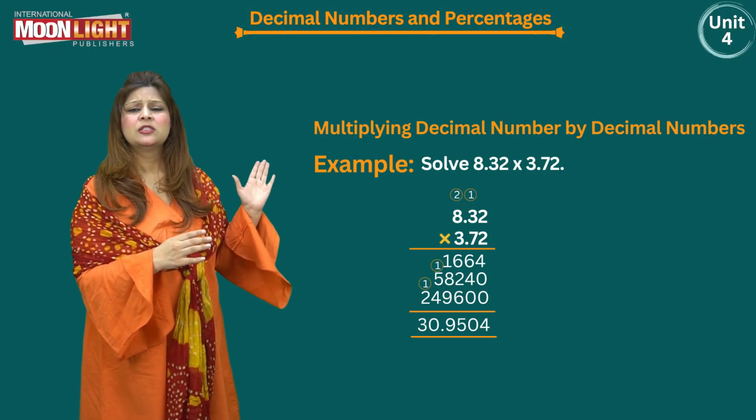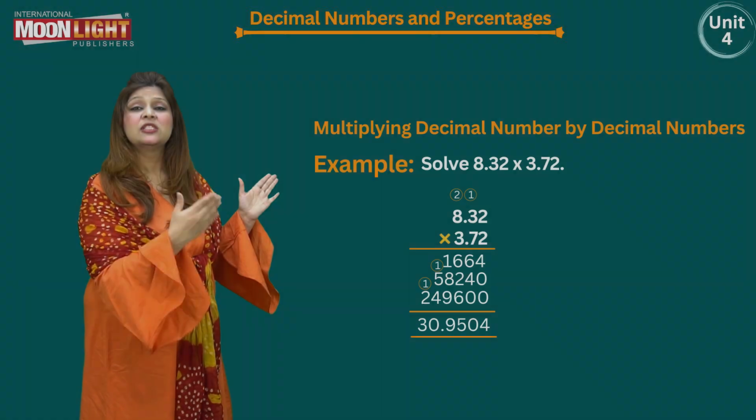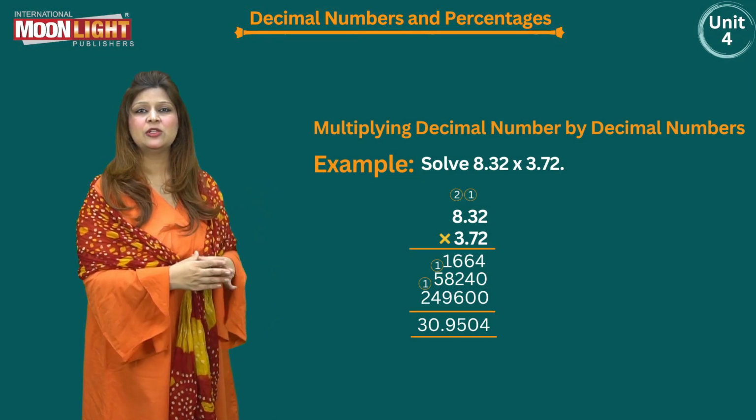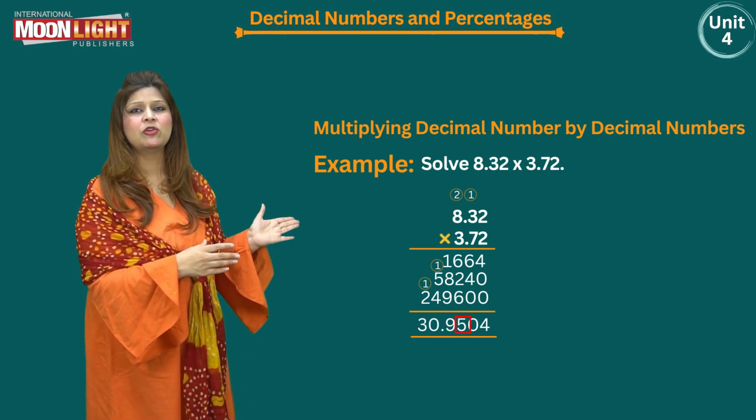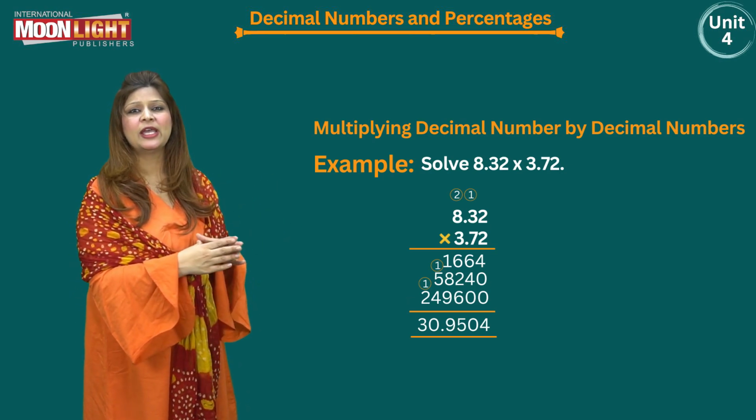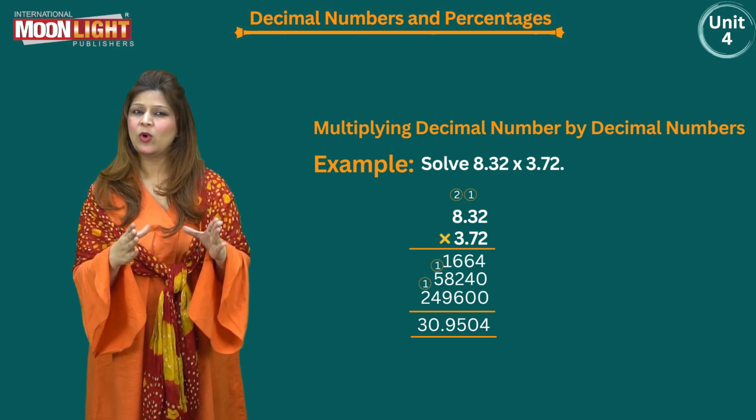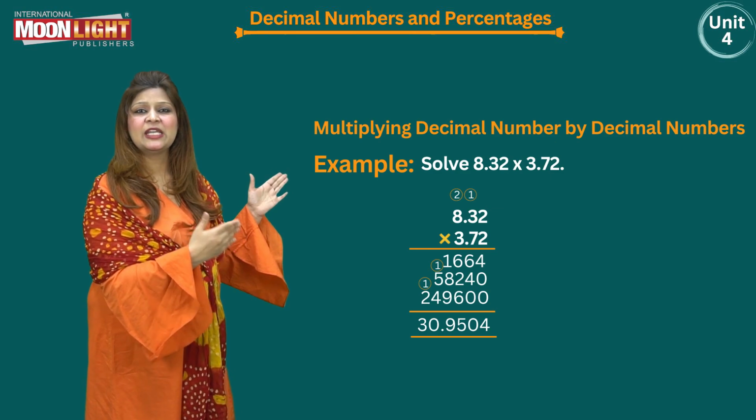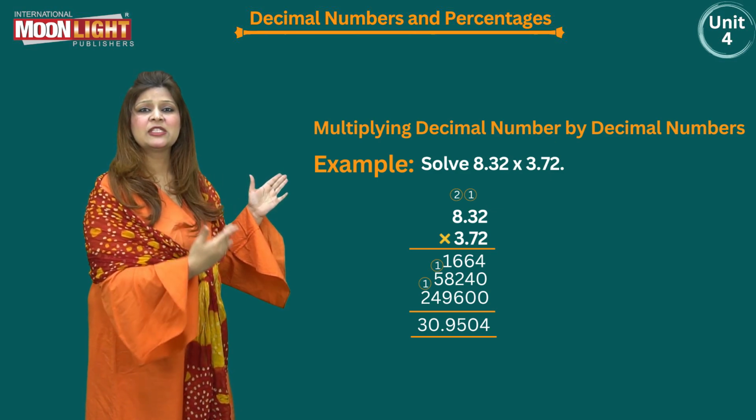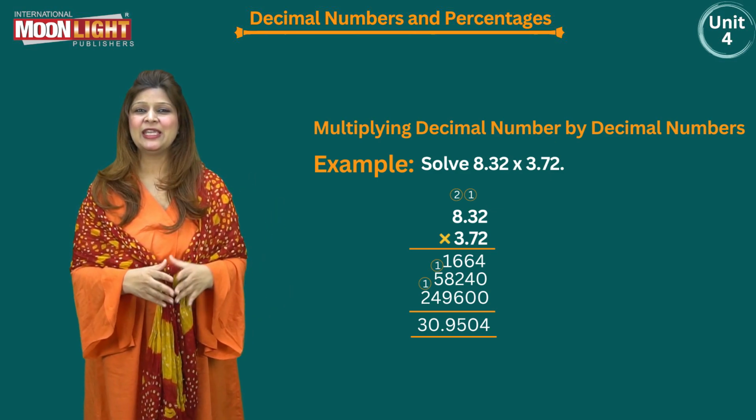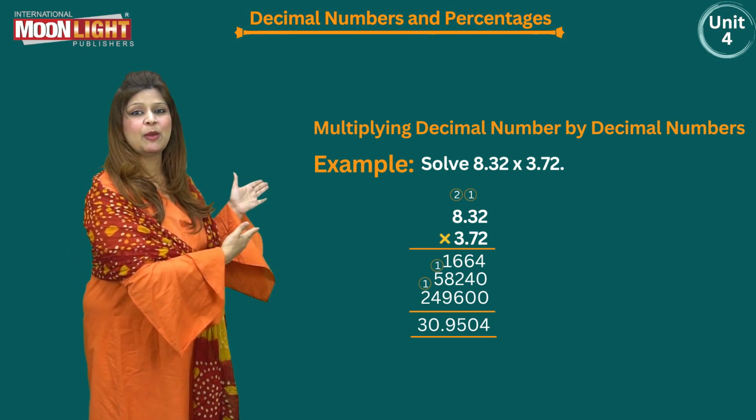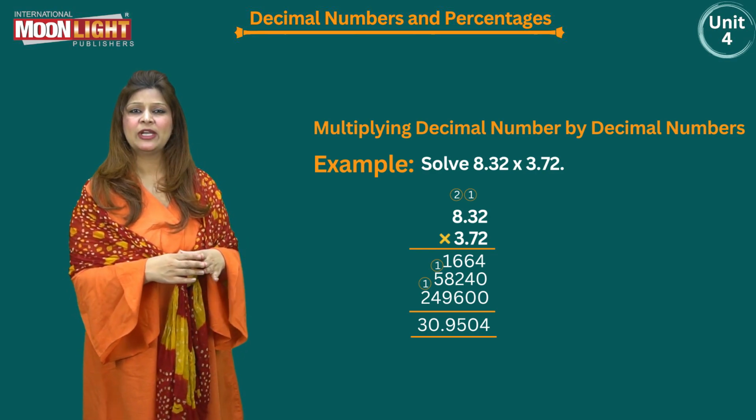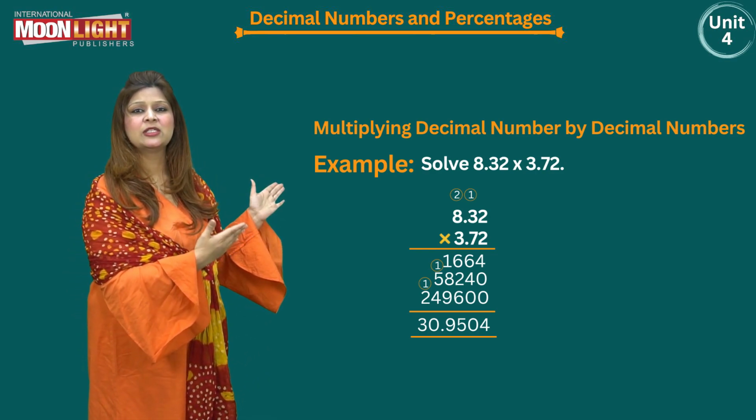Second, this one 6. 6 plus 1, 7. 7 plus 2, 9. 9 plus 6 is 15. So I'm going to write down the number 5 over here, and number 1 will go as a carry on the number 1. Yes. So 1 plus 1 is 2. 2 plus 8 is 10. 10 plus 9 is 19. Yes, we are going to write down the number 9 over here and 1 on the top of the number 5. So what's next? 5 plus 1, 6.